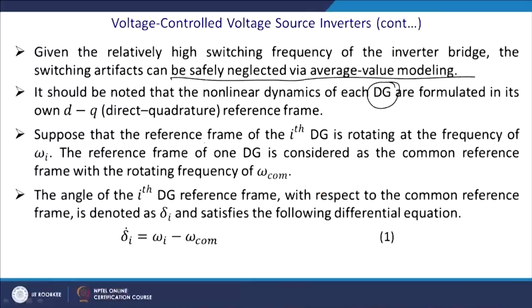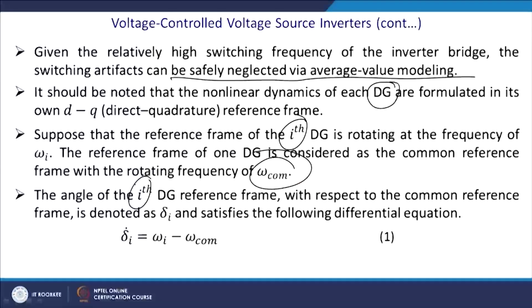Suppose that the reference frame of the ith DG is rotating at a frequency of omega i, and the reference frame of one DG is considered as a common reference frame with a rotating frequency of omega com. So, we can have a difference. Ultimately the whole system is required to be synchronized, and that is a challenge. Sometimes we may have a little frequency difference, and the angle of the ith DG reference frame with respect to the common reference frame is denoted by delta i and satisfies the following relation, that is delta i dot equals omega i minus omega com.